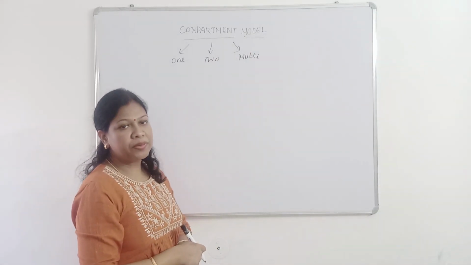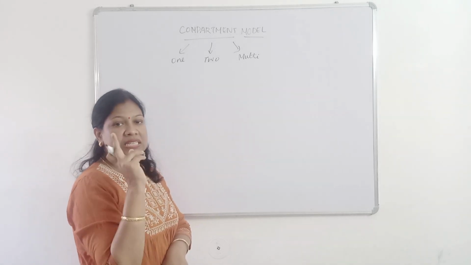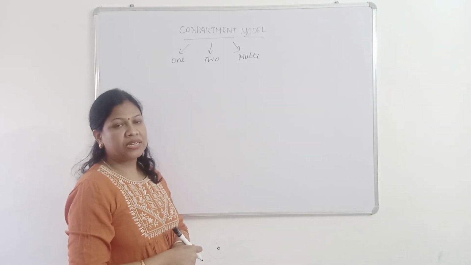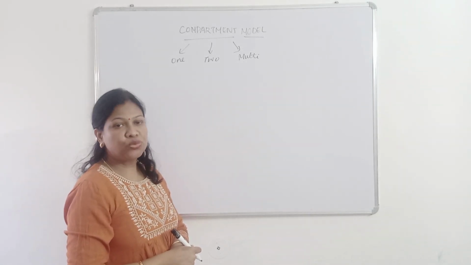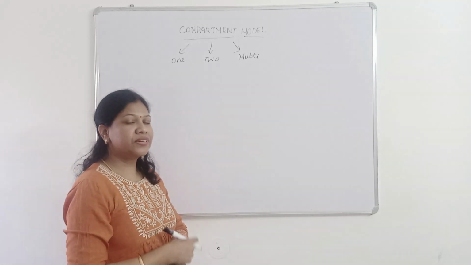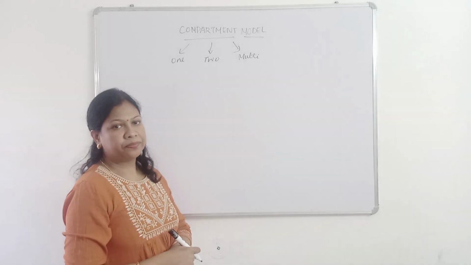If the compartment model divides the body into a single unit, then that model is known as a one compartment model. If the body is divided into two compartments, then it is a two compartment model, and if it is more than two, then it comes under the multi-compartment model.